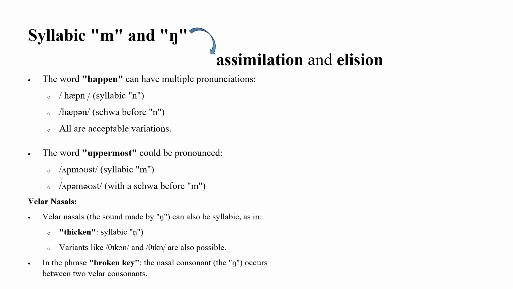In the phrase broken key, the nasal consonant then occurs between two velar consonants. In certain cases, other nasals can be substituted for the syllabic one. This flexibility is part of natural phonological variation in speech.